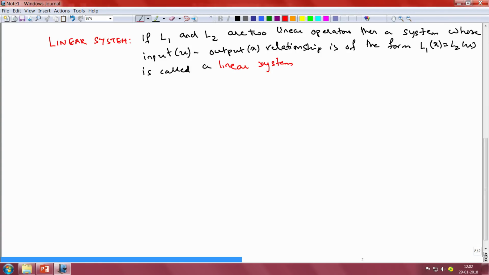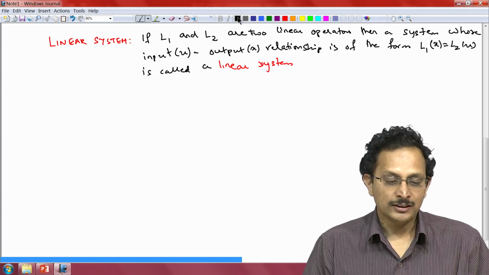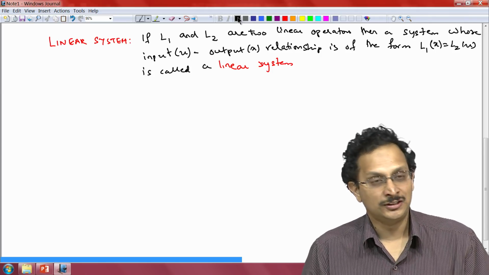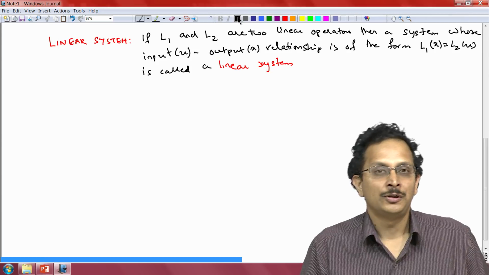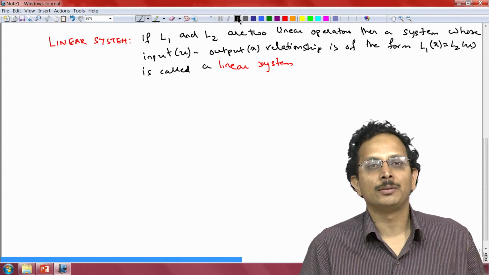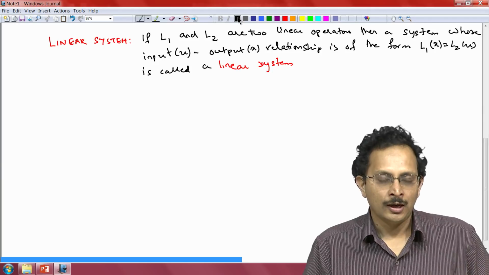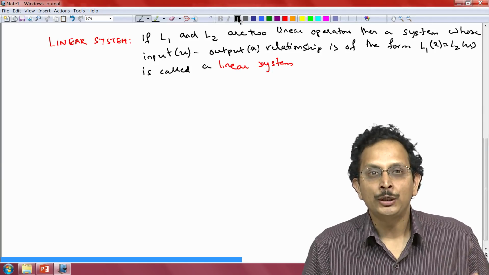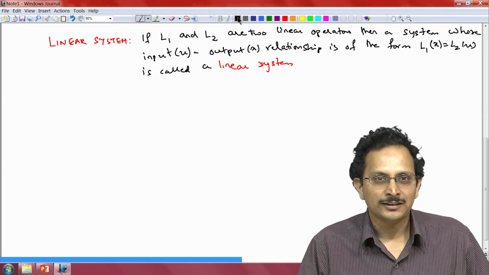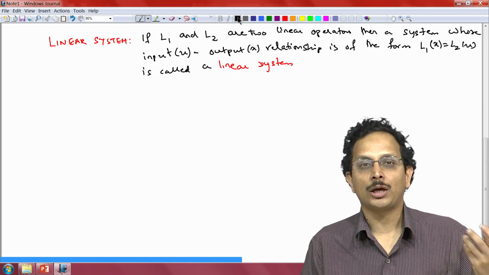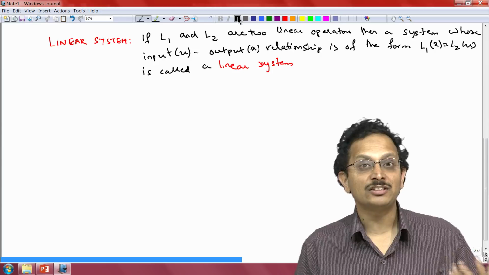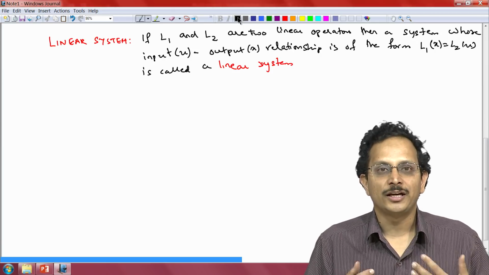Notice though that this new definition of a linear system, which is based on operators L1 and L2 satisfying additivity and homogeneity, is not necessarily the same as our initial guess of what might constitute a suitable definition for a linear system. I want to give you two counterintuitive examples to illustrate the fact that this definition is a slightly more abstract one, but nevertheless a vastly more useful one to us as engineers.